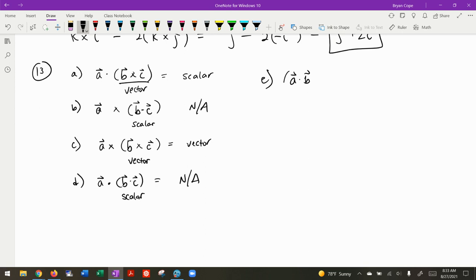A dot B crossed with, right away I know it's not meaningful because this is a scalar, and you can't cross a scalar with something else, so this is NA. In part F, A cross B, and then dotted with C cross D. This is meaningful, but it's going to be a scalar result because we're doing a vector dotted with a vector.